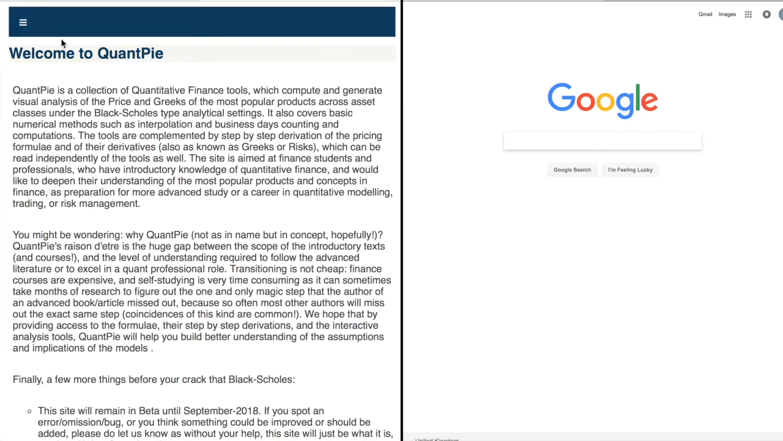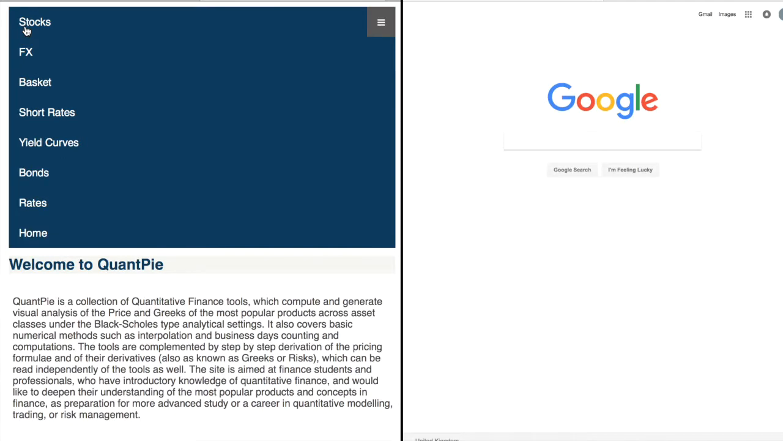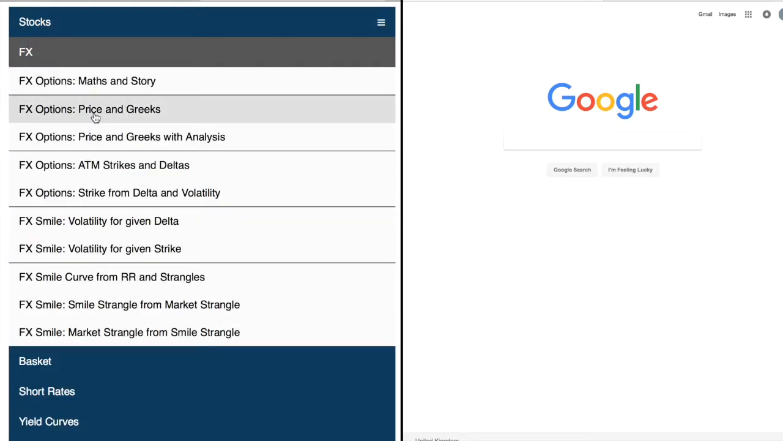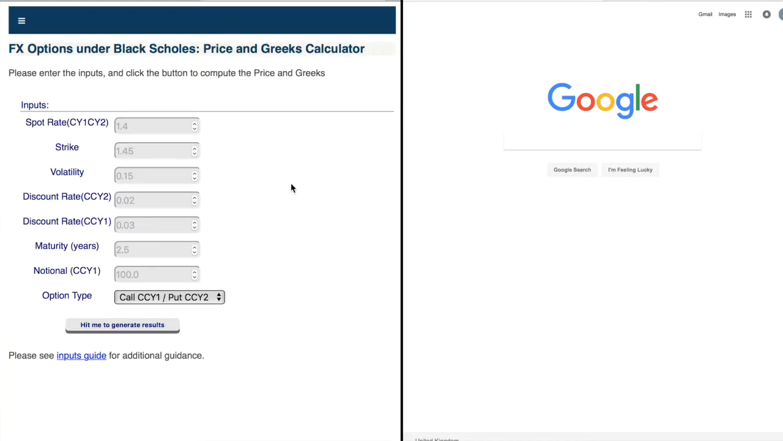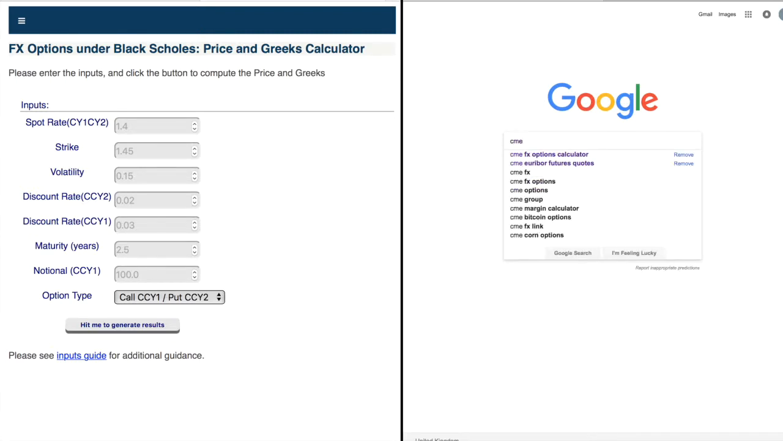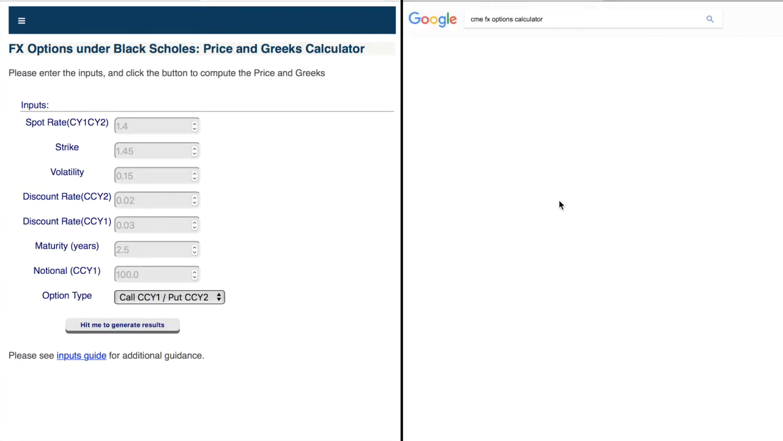In this demo, we explain the FX option pricing tool, instead of using an example from a textbook. We use market data: exchange-traded options data from CME, and OTC options quotes from Phoenix. Let's find the CME FX options tool first.